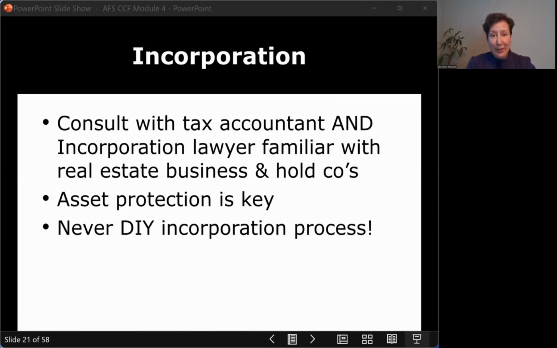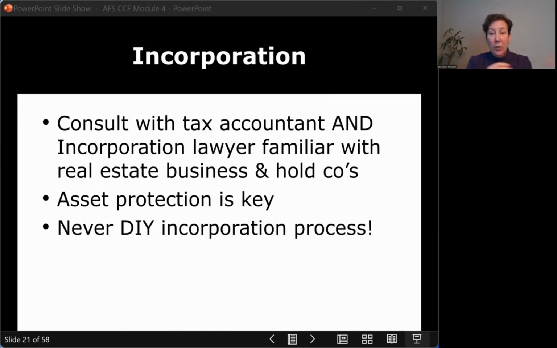Now, you never should DIY the incorporation process. I don't care how good those DIY kits get. There is no substitute for professional advice, especially when it comes to a more complicated business like real estate with creative strategies where there are different potential tax treatments. So yeah, DIY is just not going to work.